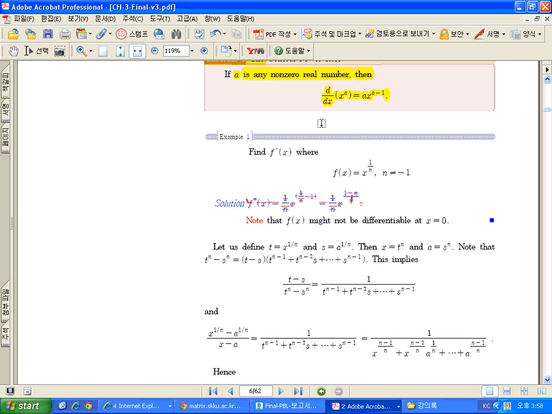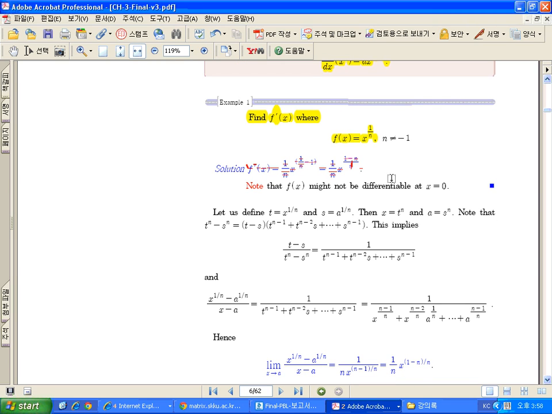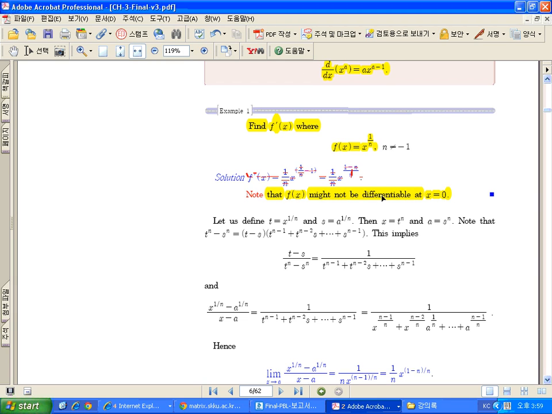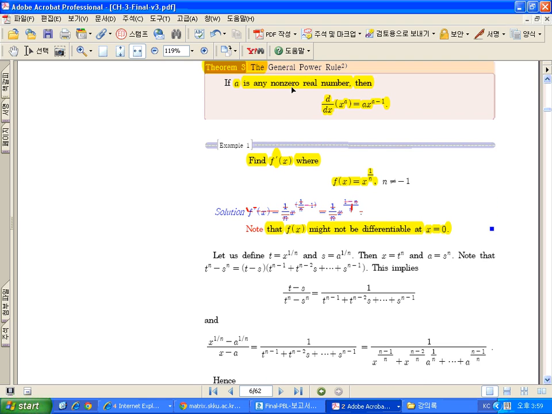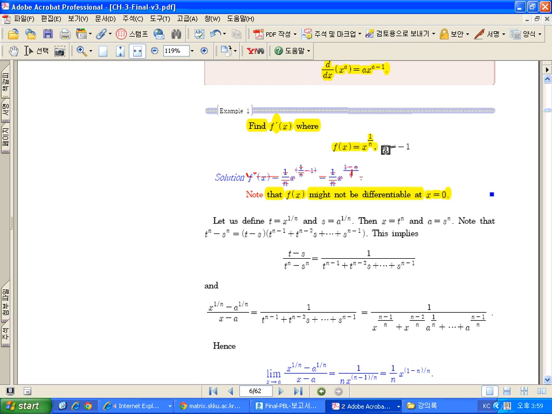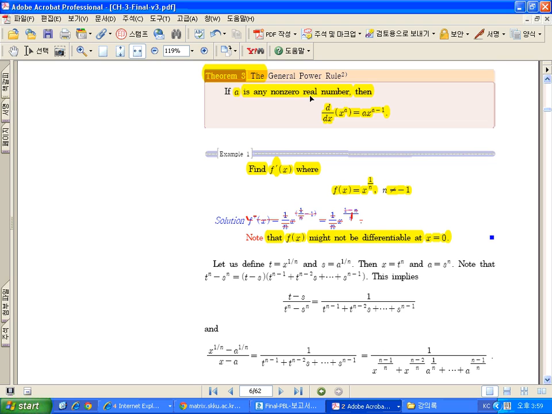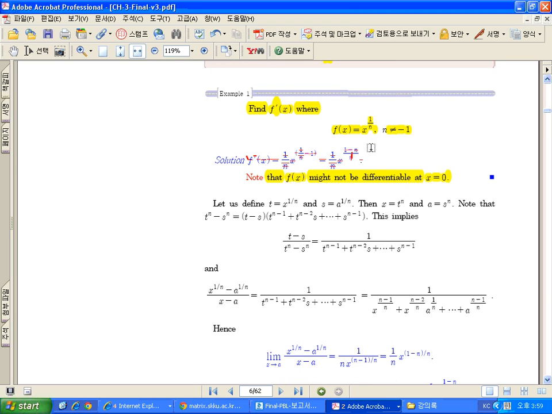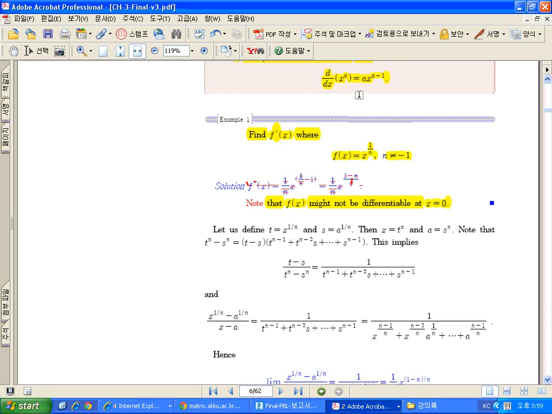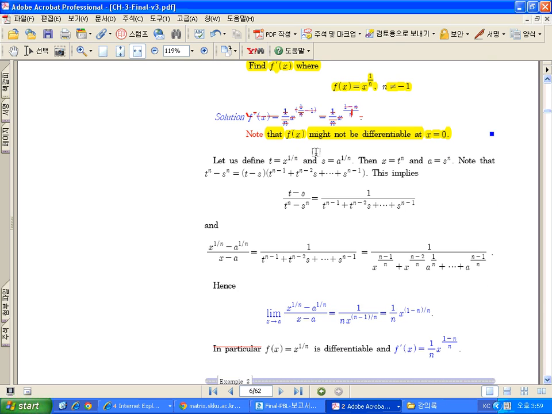Find f prime of x when f of x is x to the 1 over n. It's a rational case. The proof. Note, we may think first that f of x might not be differentiable at x equal to 0, when n is not equal to minus 1. So find the derivative of this for the rational number, not the integer. Here we had it for whole real numbers. Now we have an example of a special case of the earlier theorem. In here, the proofs are quite simple.